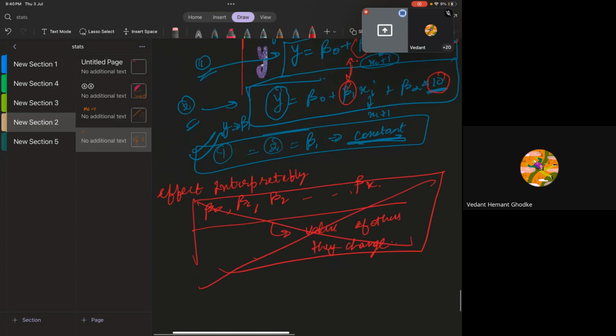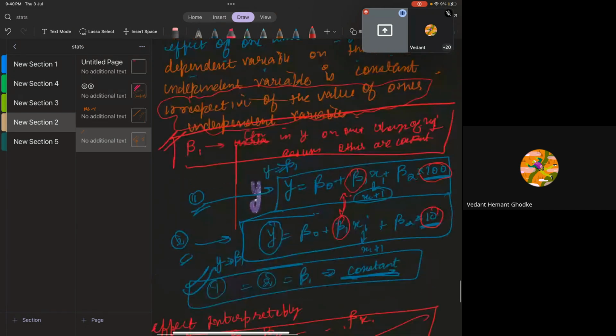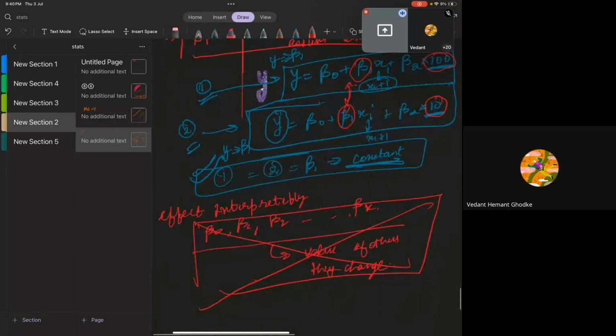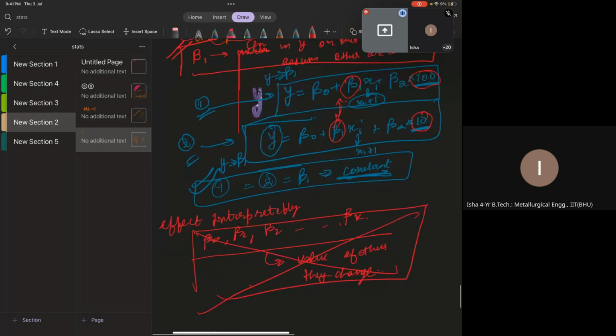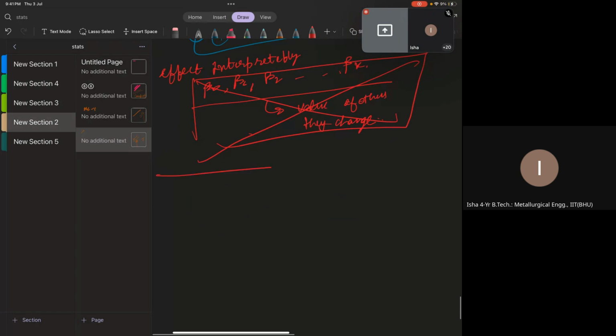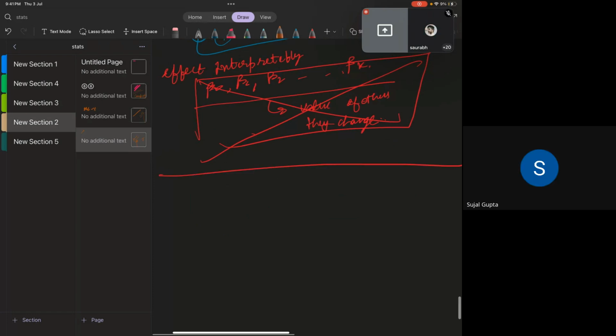So now is it clear, everyone, why this assumption? I know it might sound very stupid after looking at this, but it has so much meaning to it. Yes or no, everyone? So is additivity clear?